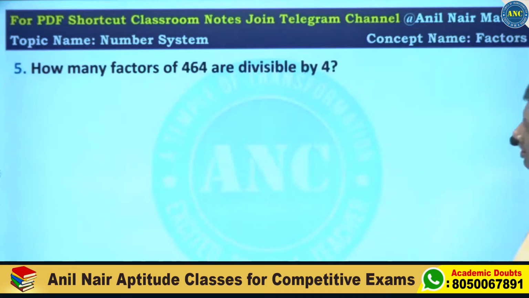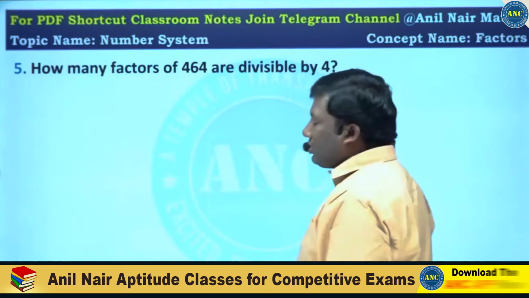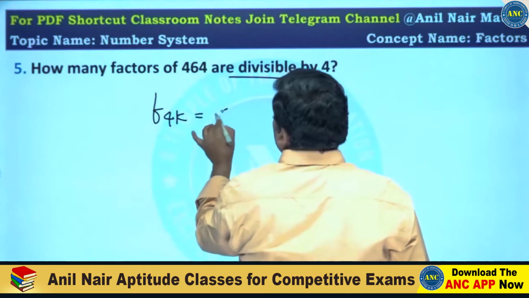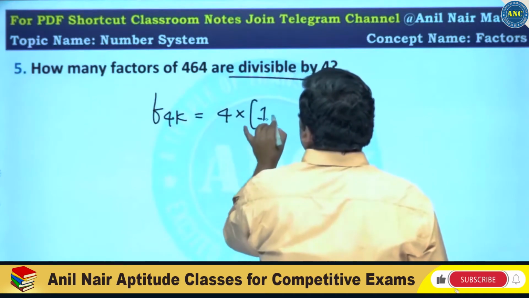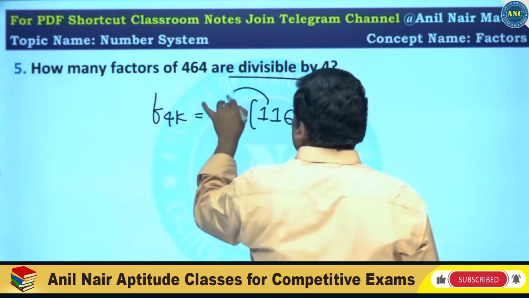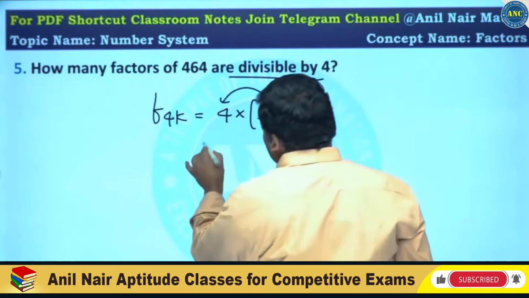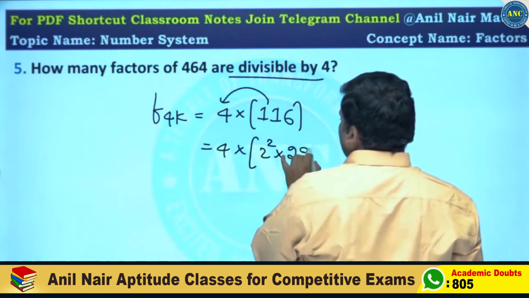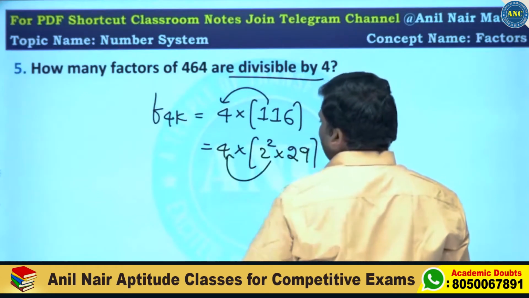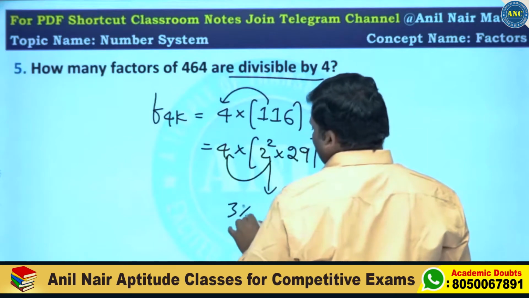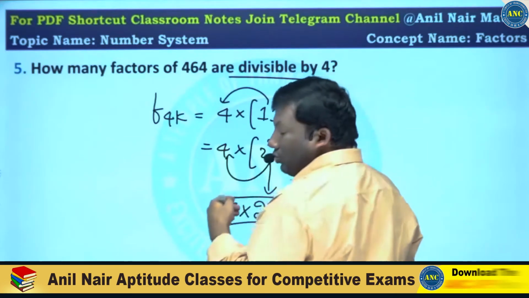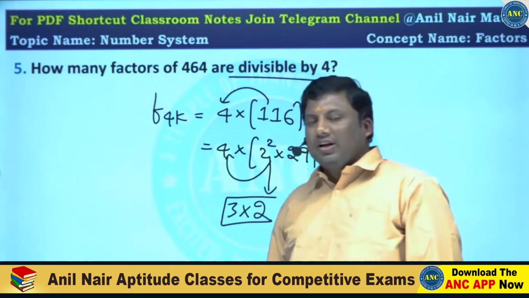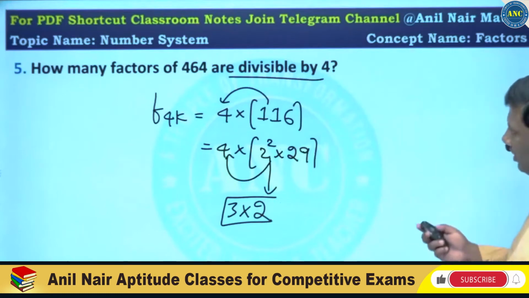Already we discussed this model. How many factors of 464 are divisible by 4? I want the factors which are divisible by 4. So 464 is 4 into 116. These 116 factors are getting multiplied by 4. So 4 into, this is 2 square into 29. These are the numbers getting multiplied. How many factors are there for this number? 3 into 2. 2 square means 2 power 0, 2 power 1, 2 power 2. 29 will be 29 power 0, 29 power 1.